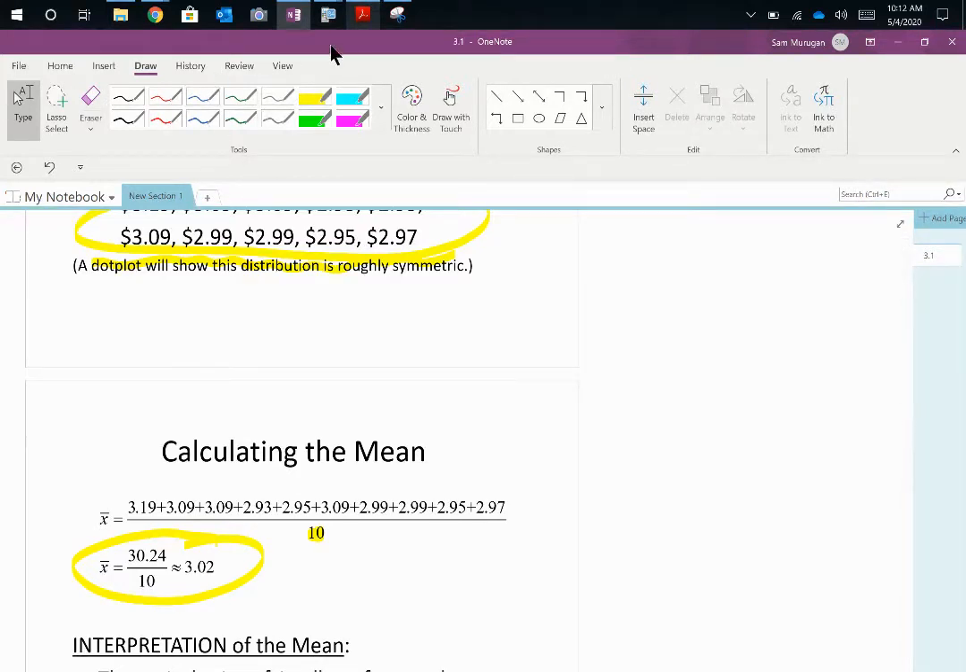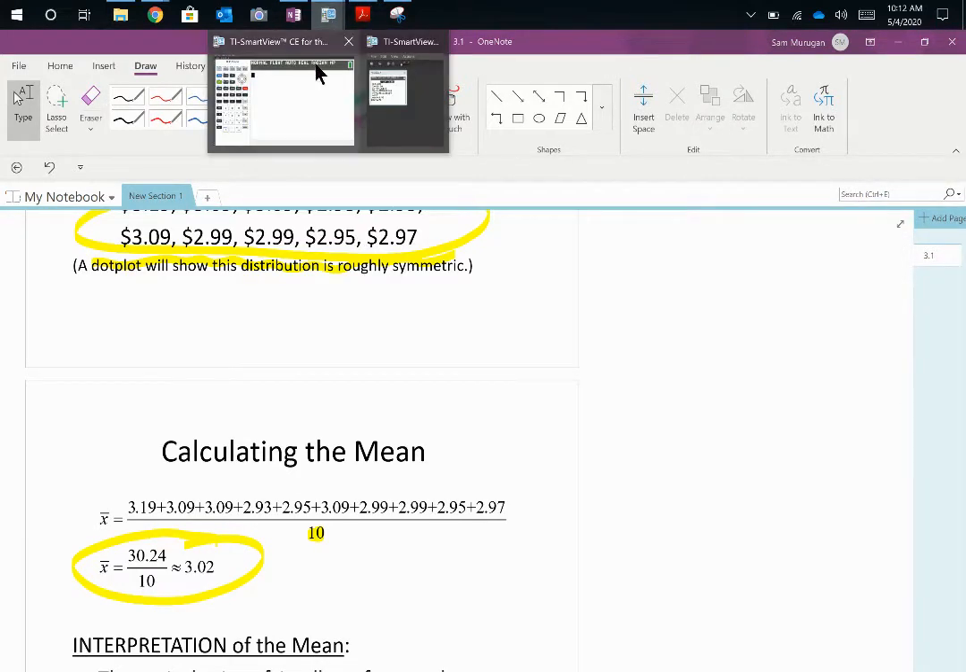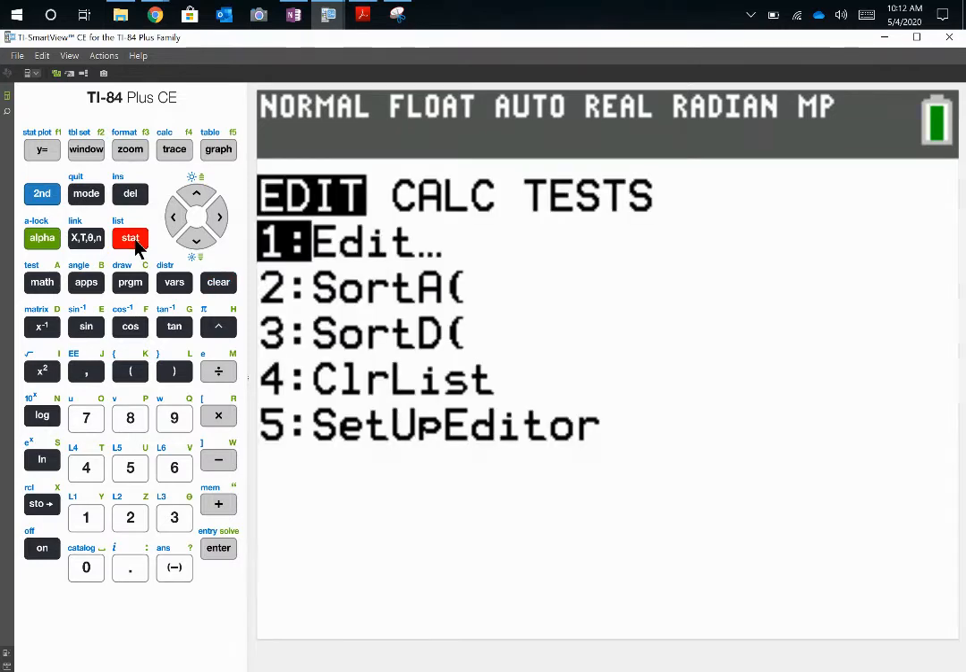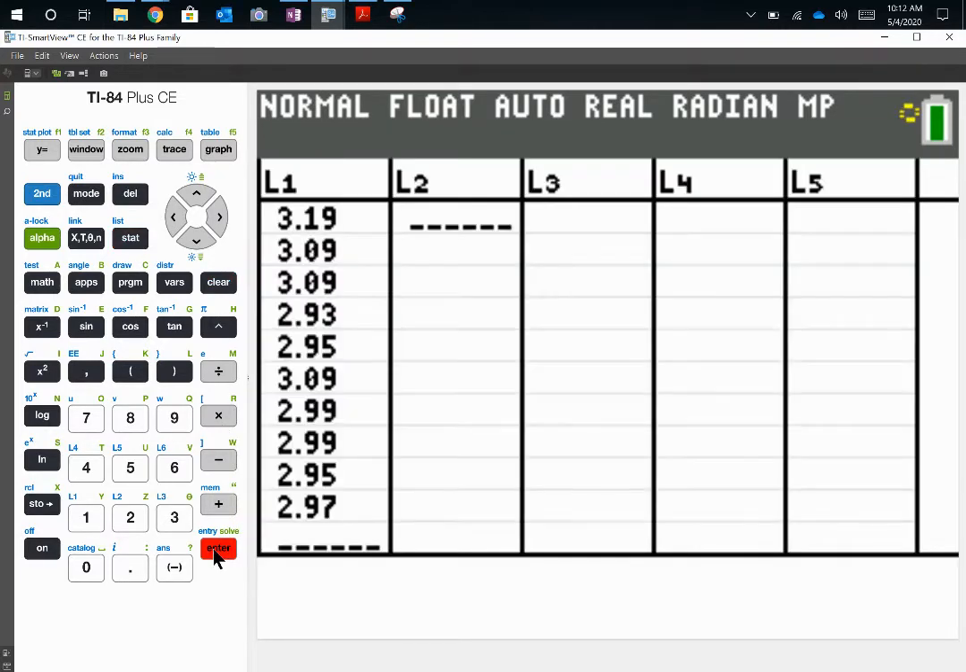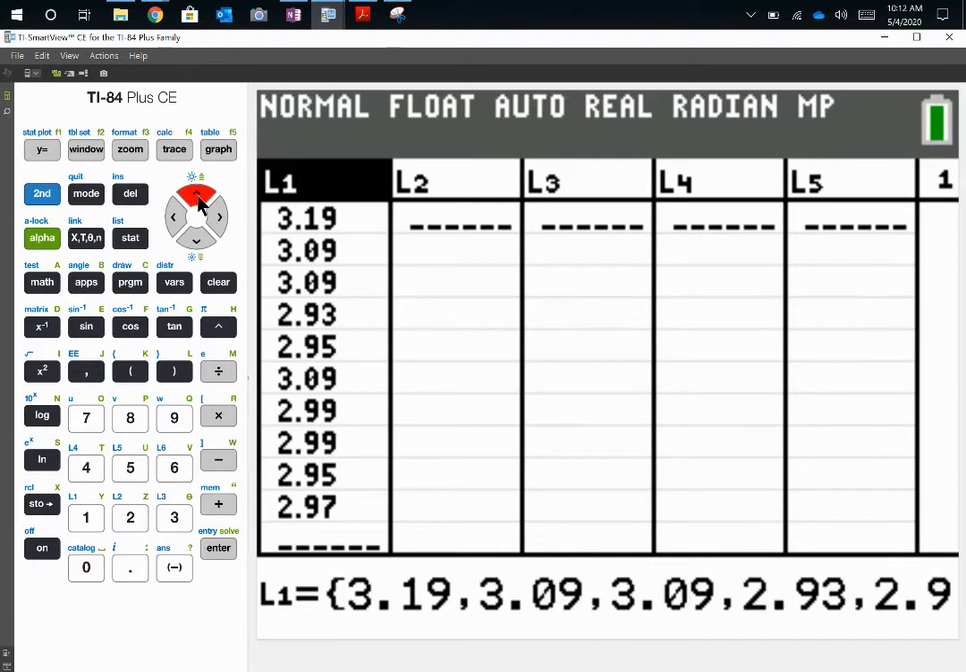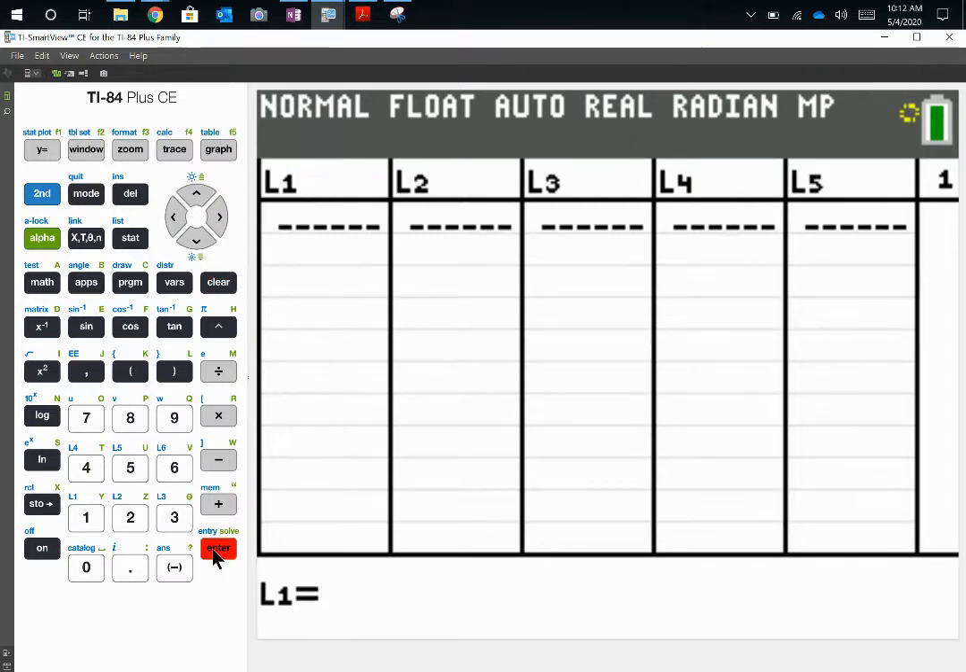So go to your calculator, press the STAT button, then press Edit, number 1. And if you have data in a list, go up to list 1, L1, press clear and enter. And that clears the list.